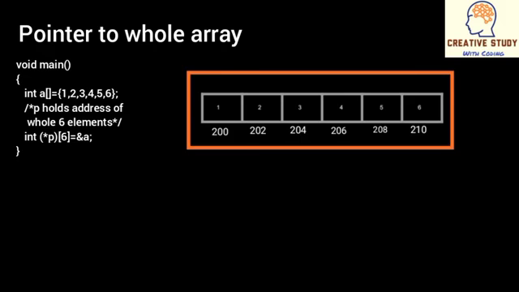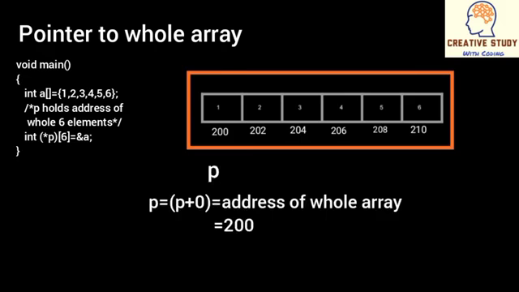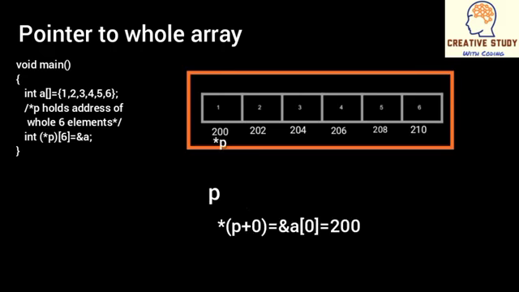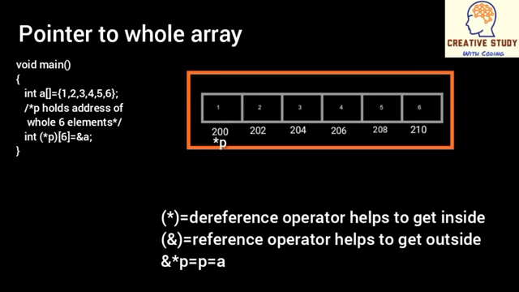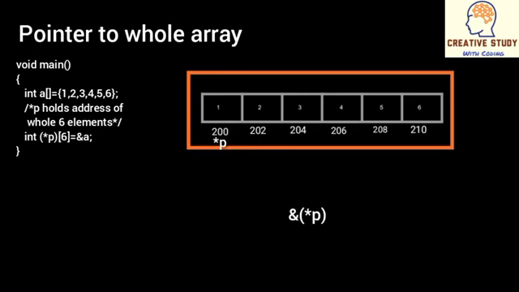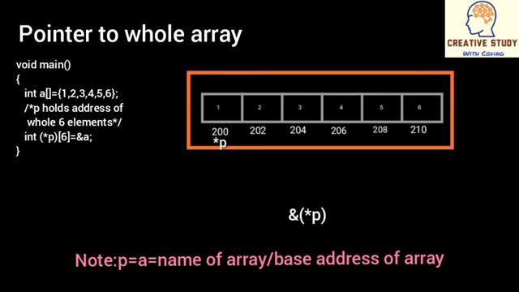Since P is holding the address of the whole array, P or P plus 0 is the same. So P plus 0 points to the address of the whole array, which is the address of the first element, that is 200. By putting a star, or asterisk sign, before it, it goes inside and gets the address of the first element, and by putting another asterisk sign, it gives the value of the first element. So the dereference operator helps to get inside and the ampersand helps to get outside. So by putting an ampersand before the star, it gets out and points to the address of the first element, that is equal to P, and that is equal to the array name A.